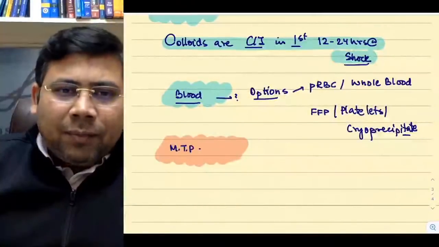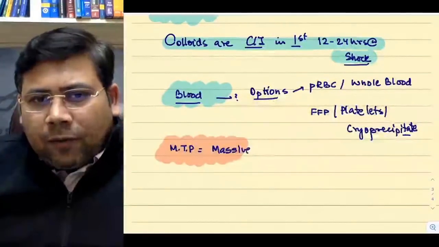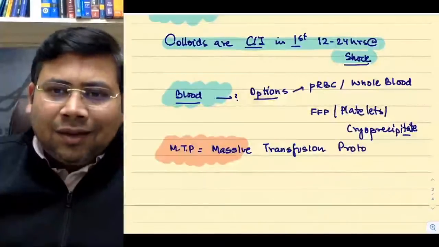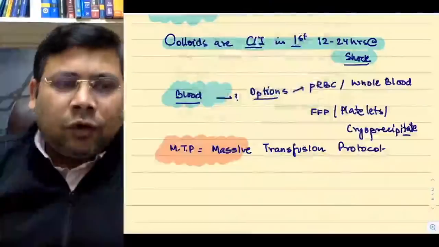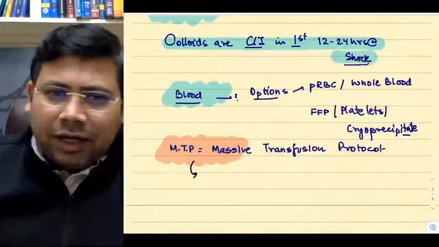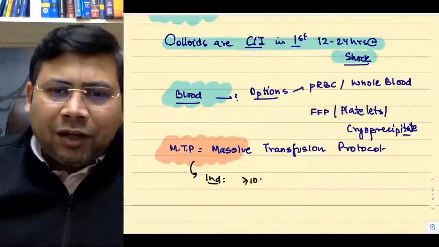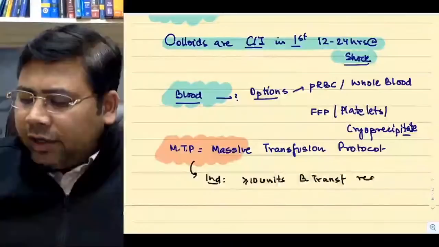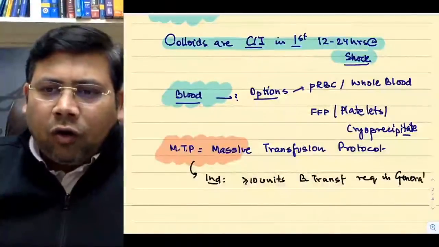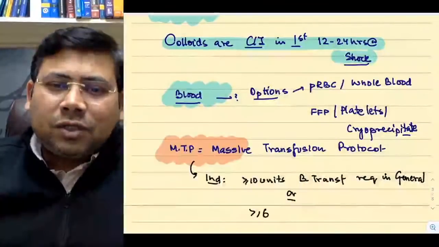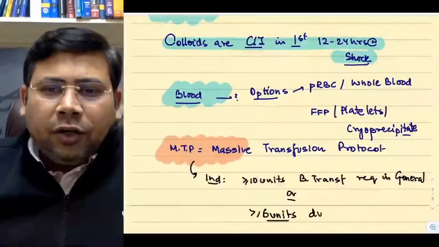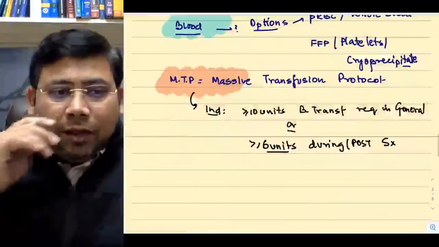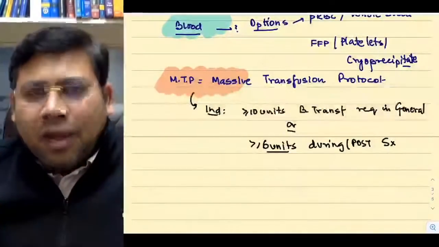MTP stands for Massive Transfusion Protocol. When do you use Massive Transfusion Protocol? The indication is when you require a huge volume of blood to be replaced: more than or equal to 10 units of blood transfusion required in general, or more than or equal to 6 units during or post surgery. Then also you will go for MTP.